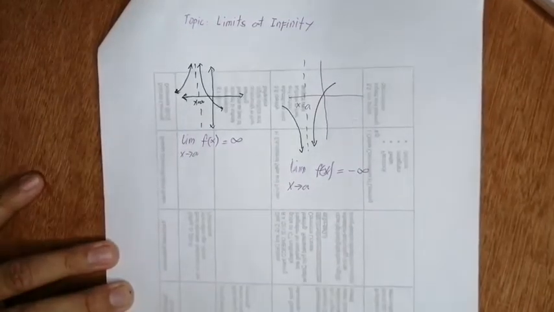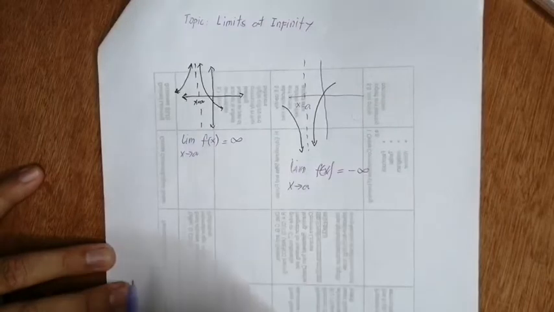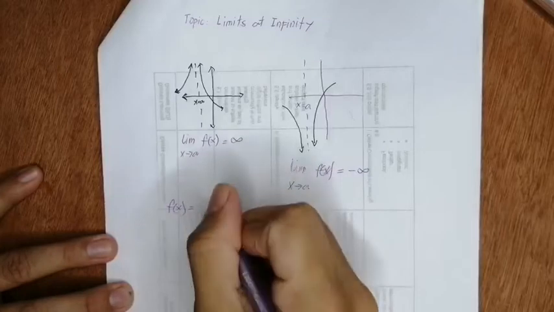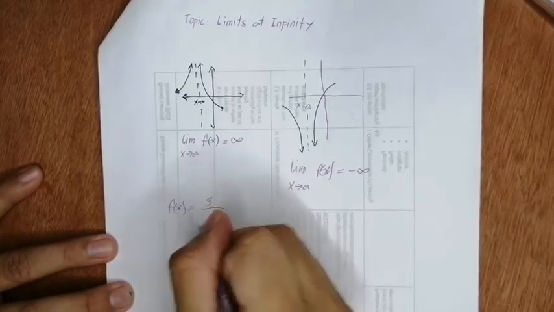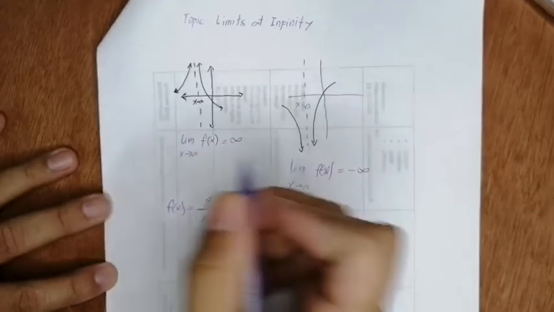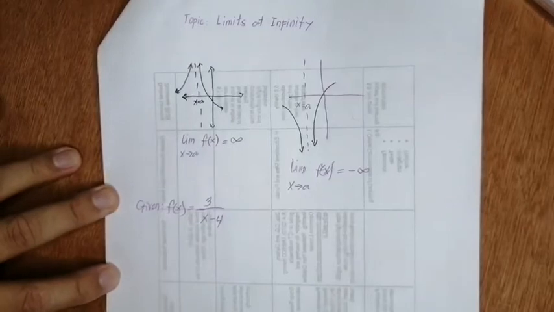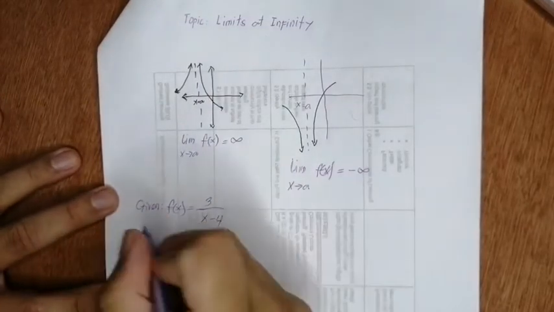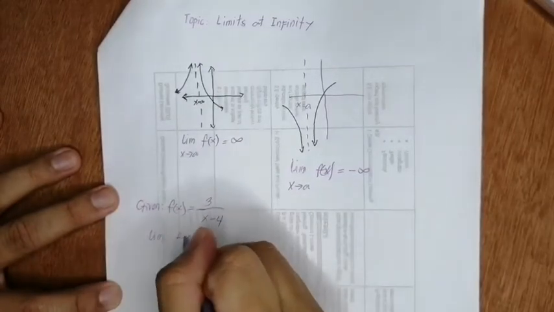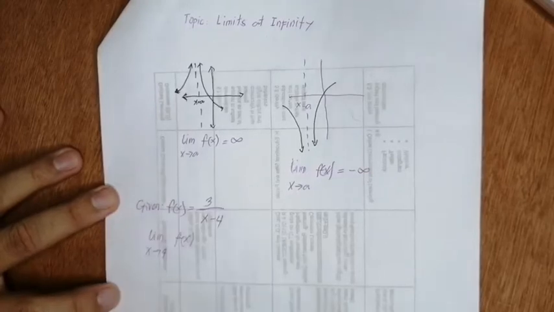Oh, let's say I want you to evaluate this type of function. Let's say the given function f of x is equal to 3 over x minus 4. Yan. Then given f of x is equal to 3 over x minus 4, let's evaluate the limit of the function f of x as x approaches 4.